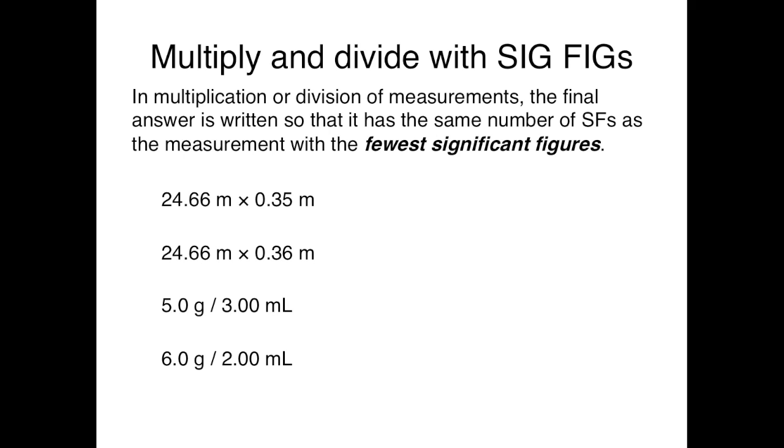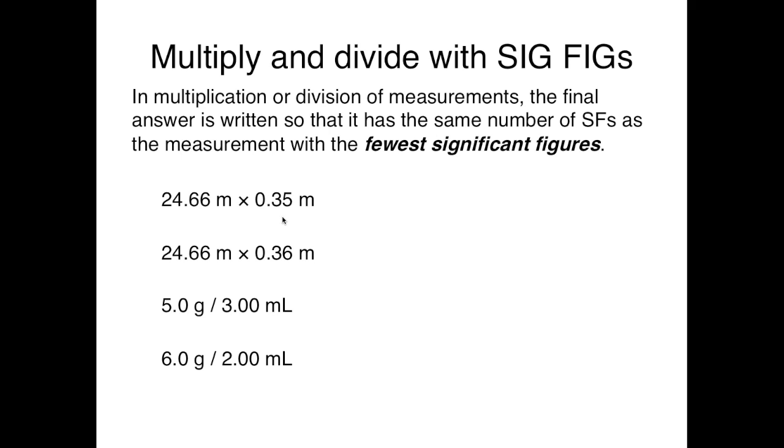So let's read this. In a multiplication or division of measurements, the final answer is written so that it has the same number of sig figs as the measurement with the fewest significant figures. Okay, let's break that down. You have two numbers you want to multiply to each other, and you get a number out.